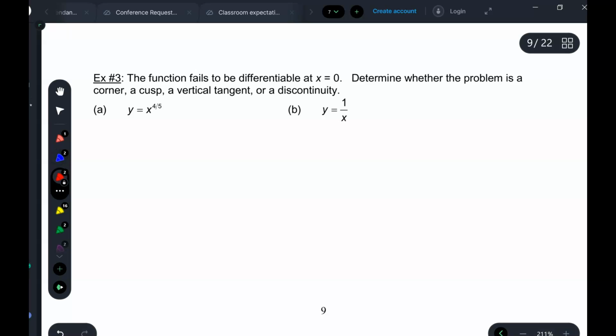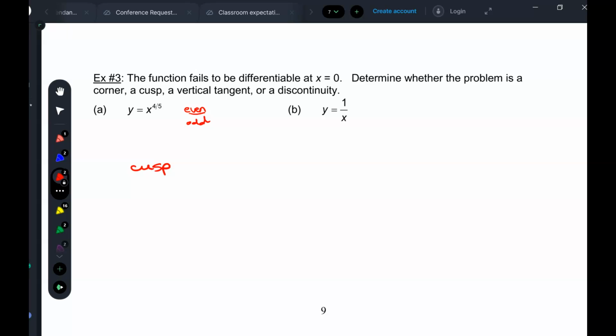All right, so 4/5, even over odd, cusp. Even over odd. So this is going to be a cusp. I don't actually have to show any work for this. If you have your calculator, you can probably graph it as well.